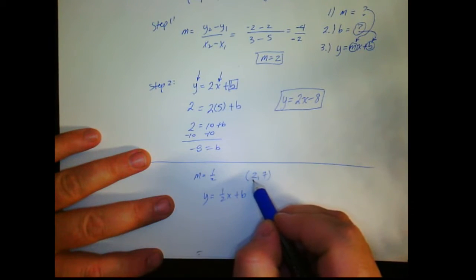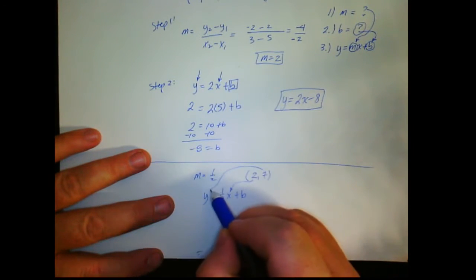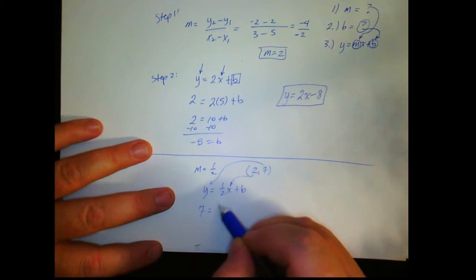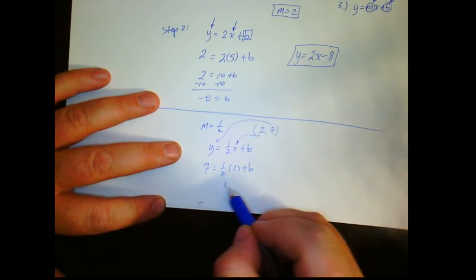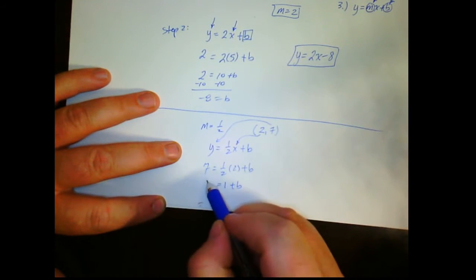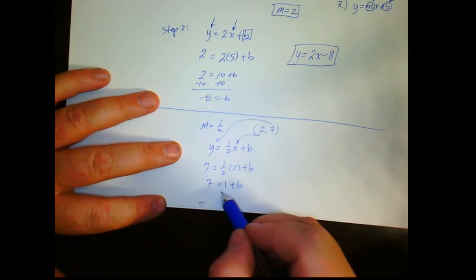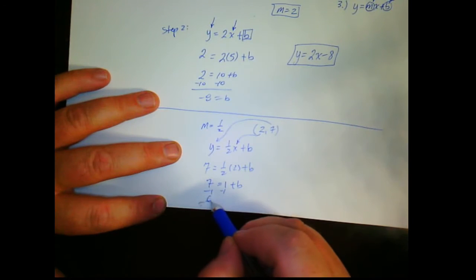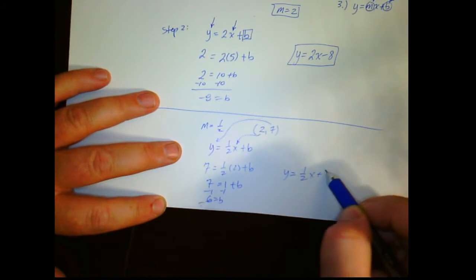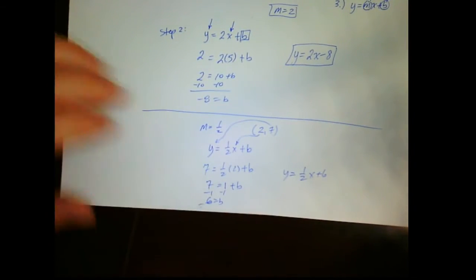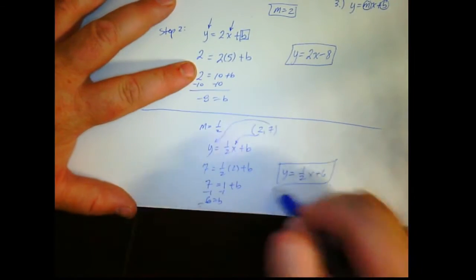So what you're going to do is take your x and plug it in. You're going to take your y and plug it in. So 7 equals 1/2 of 2 plus b. Well, 1/2 of 2 is 1, right? So b has to be 6. Subtract 1 from both sides. You get 6 equals b, so your answer is y equals 1/2 x plus 6. Make sure you write your answer once again.